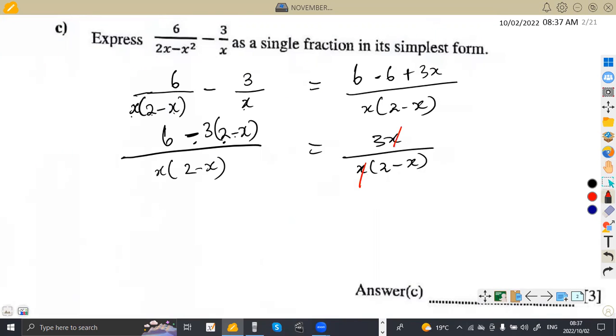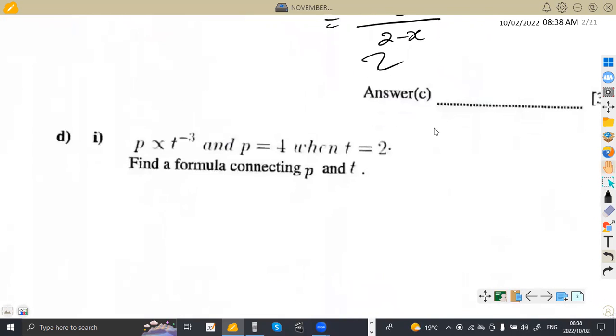X and x is common, so therefore our answer is going to be 3 over 2 minus x. All right, so that is what you're going to obtain in this case. As you can see, it was pretty clear also.